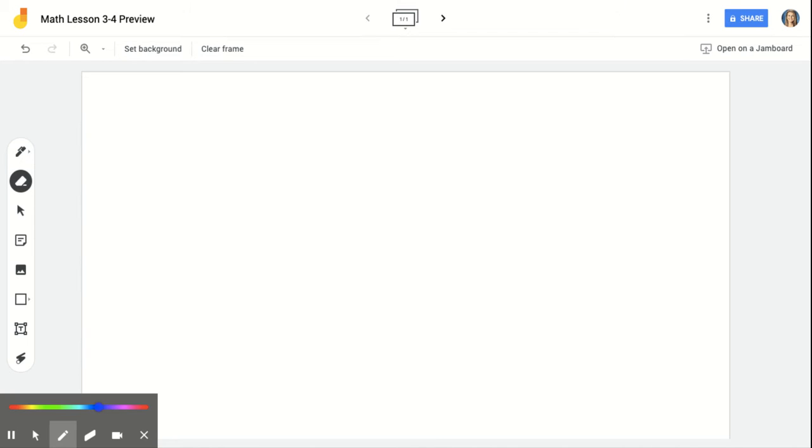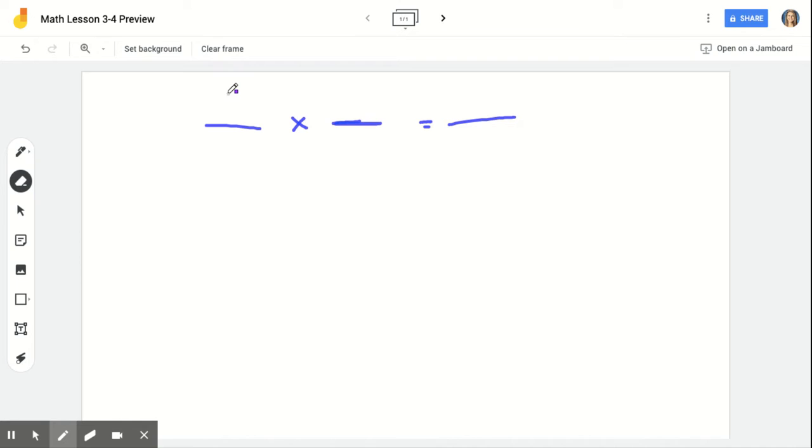This is a preview to lesson 3-4. And in lesson 3-4, what we're going to be doing is using models and then straightforward multiplication to solve problems in which we're multiplying two fractions by each other. And we're going to learn that we're always going to arrive at a fraction for our answers.